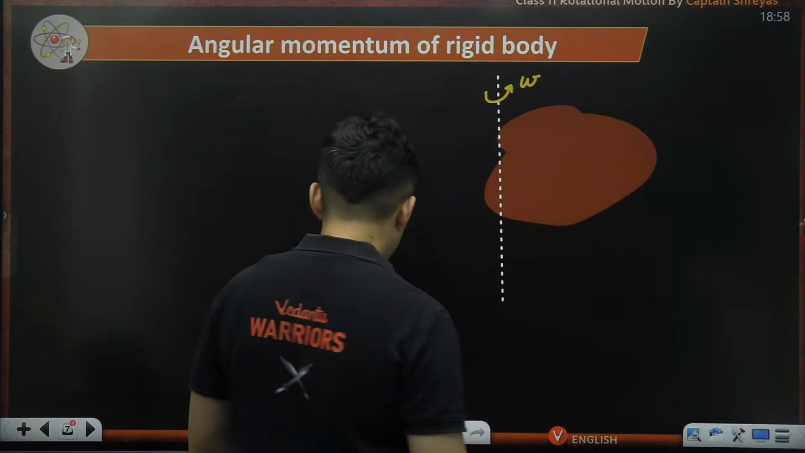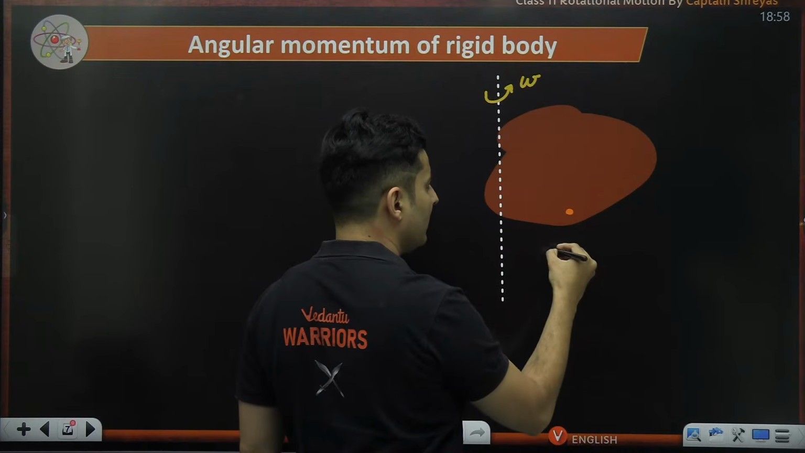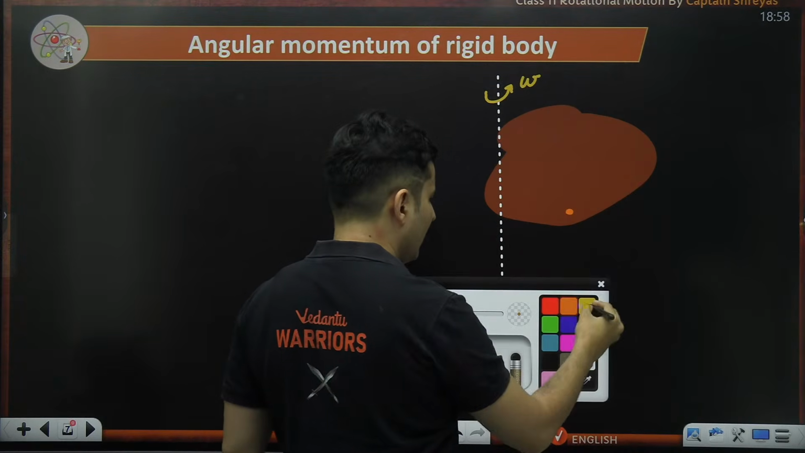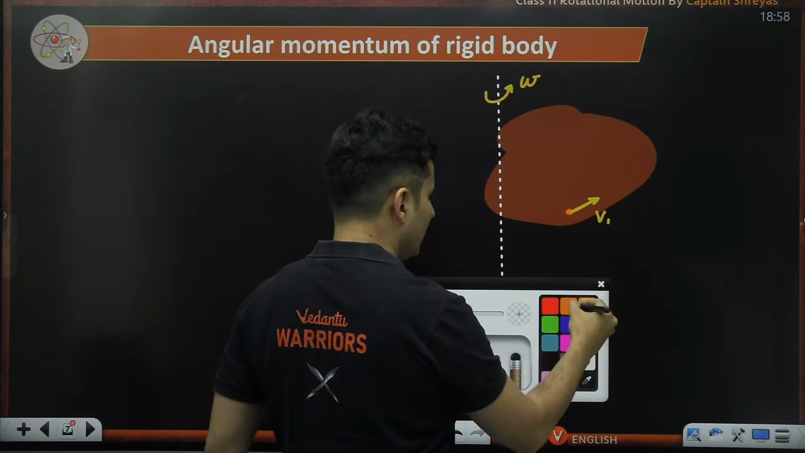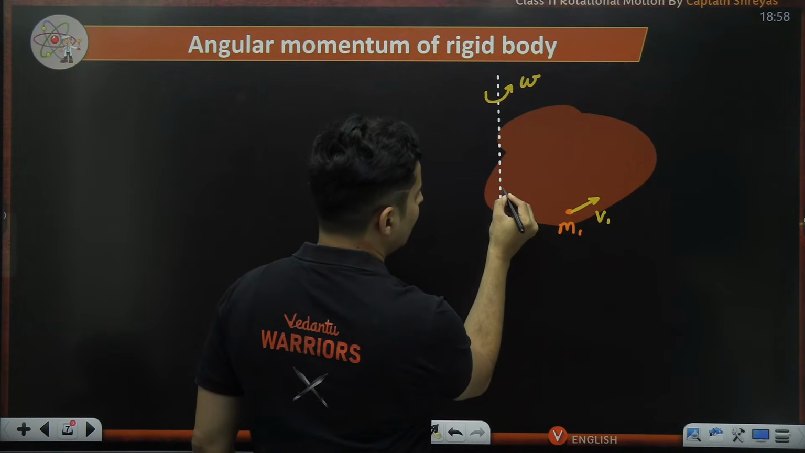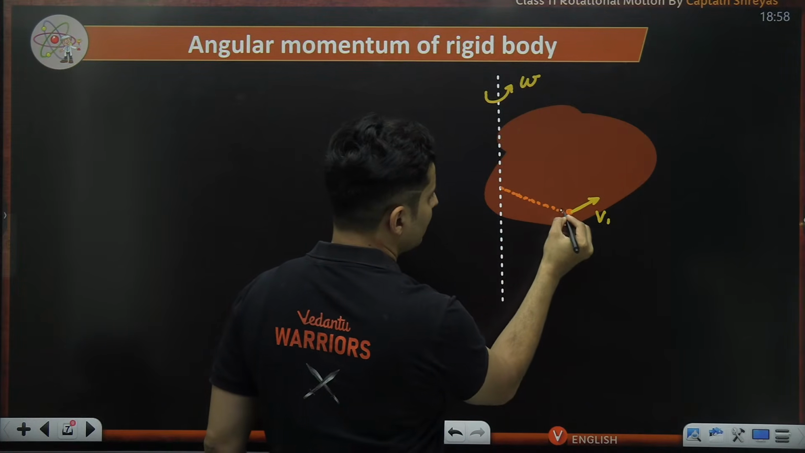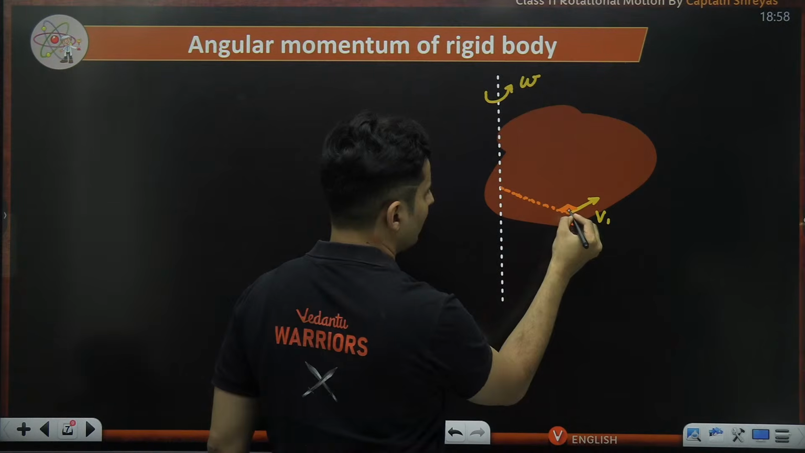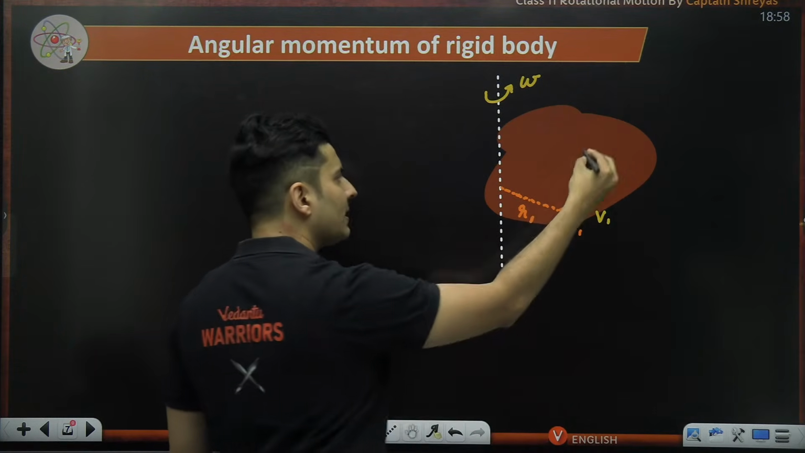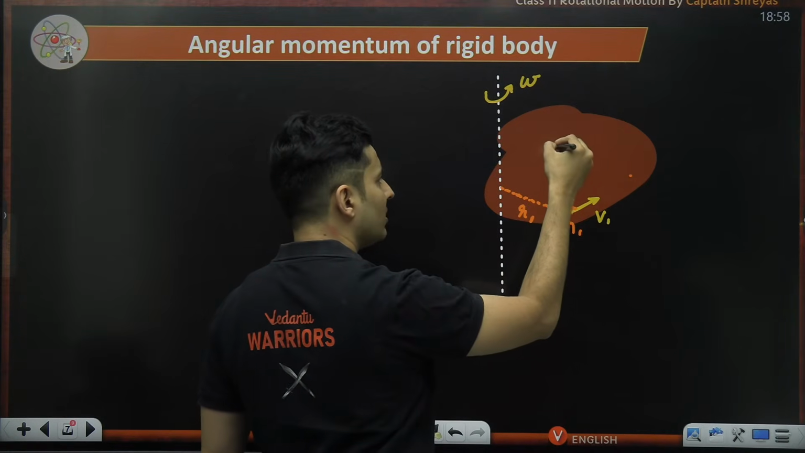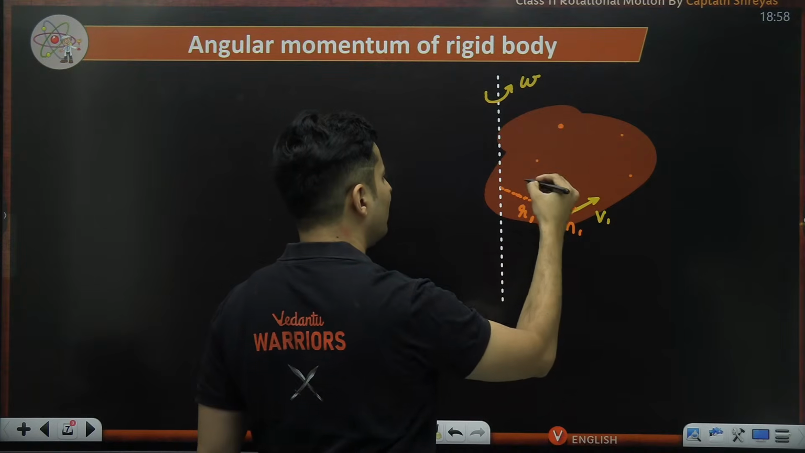Now, this rigid body will be made up of many masses. Let's say I take one mass over here, and that particular mass will have some velocity, let's say v1. That mass could be m1, at a perpendicular distance from the axis of r1. Similarly, some other mass here will have some other velocity, another mass another velocity. Like that, n number of masses will be there.